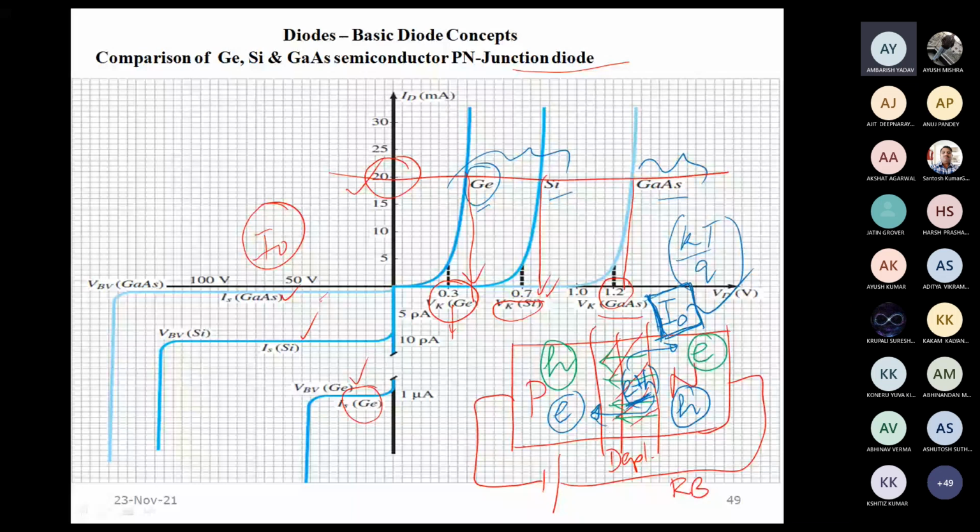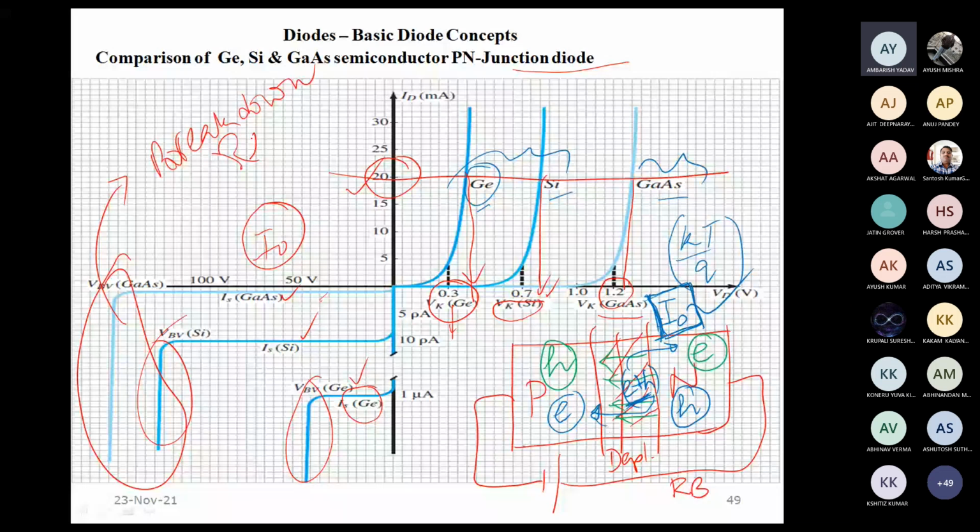There is some more characteristic here for really large values of the reverse biasing voltage. We shall discuss this later on. For now, it is sufficient to understand that this is entering into something called the breakdown region. These are breakdown regions in which we can see very large current flowing in the reverse direction as well.